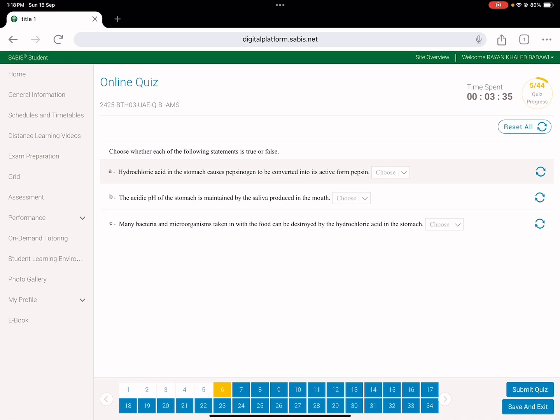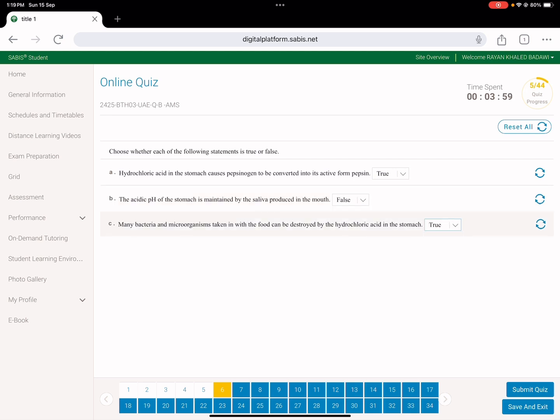Now, also true or false: hydrochloric acid in the stomach causes pepsinogen to be converted into its active form pepsin, and that is true. The acidic pH of the stomach is maintained by the saliva. Of course, it's not maintained by the saliva, it's maintained by the hydrochloric acid, so this is going to be false. And many bacteria and microorganisms taken in with the food can be destroyed by the hydrochloric acid. That is true, because that was one of the functions of the hydrochloric acid.